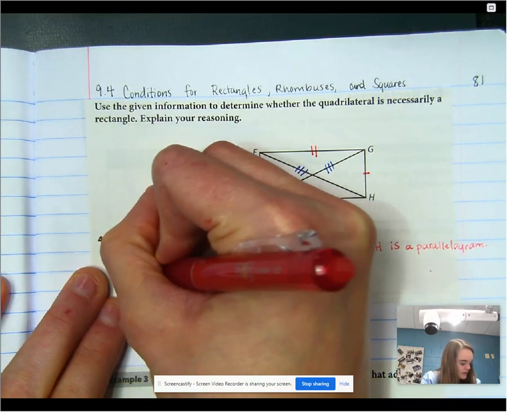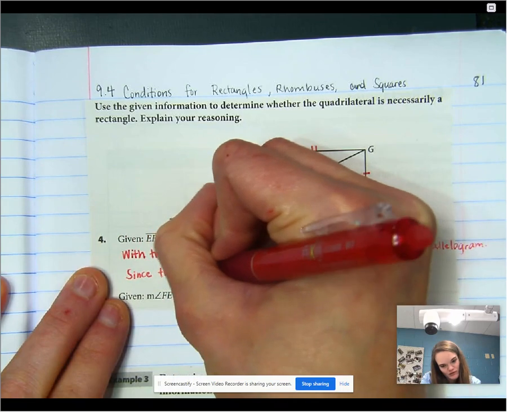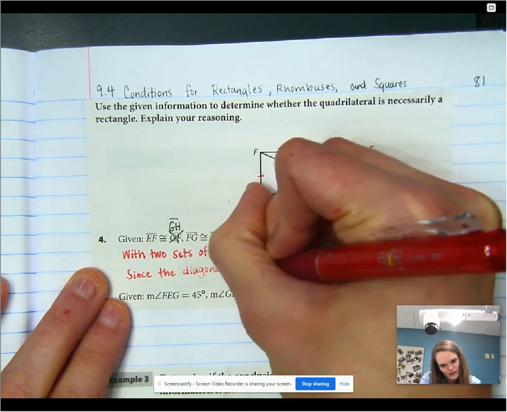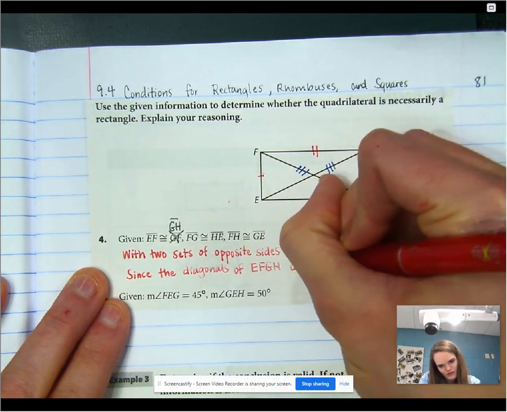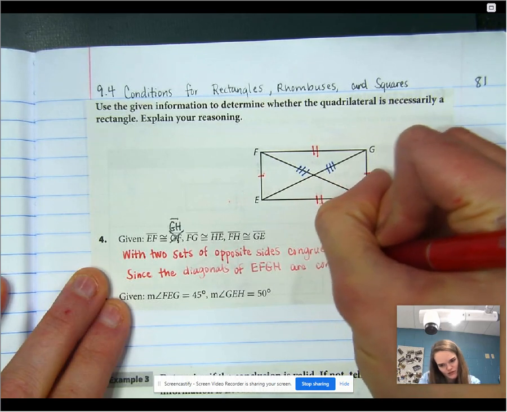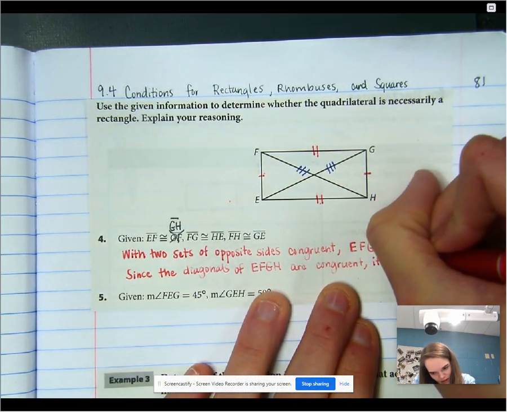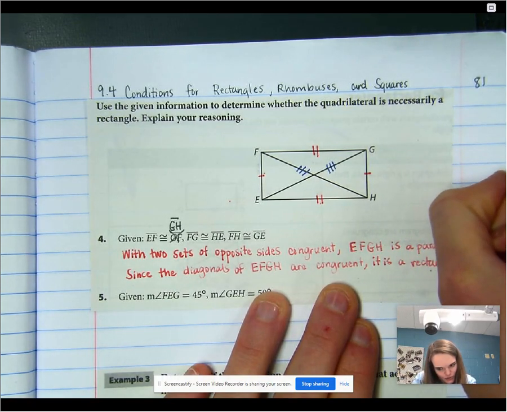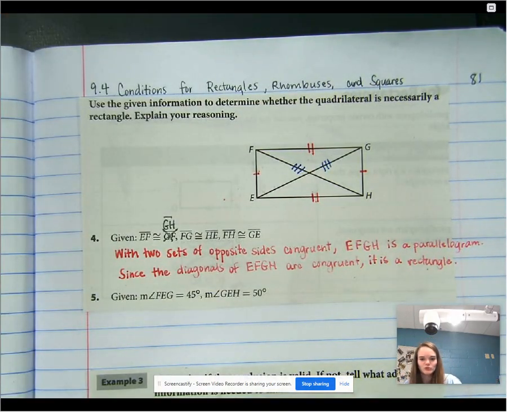Since the diagonals of EFGH are congruent, it is a rectangle. So we are good. We have that it's a parallelogram, which helps us show it is in fact a rectangle. My ink ran out because I got some glue on that paper.